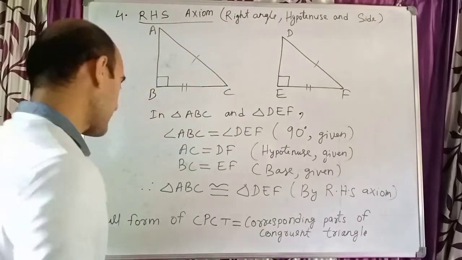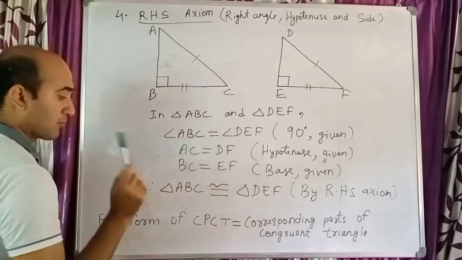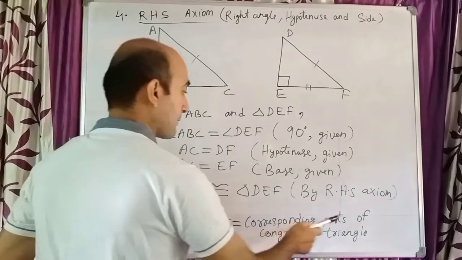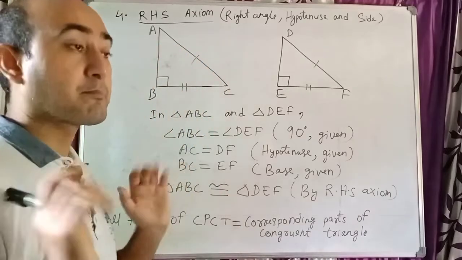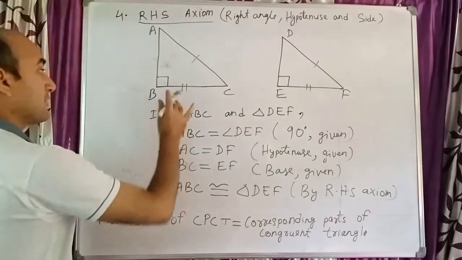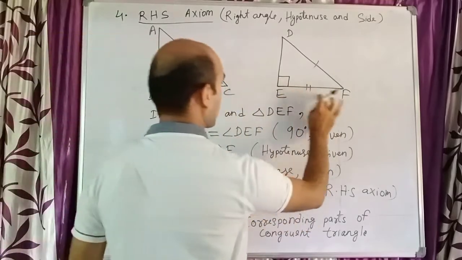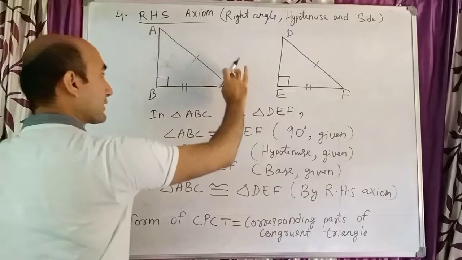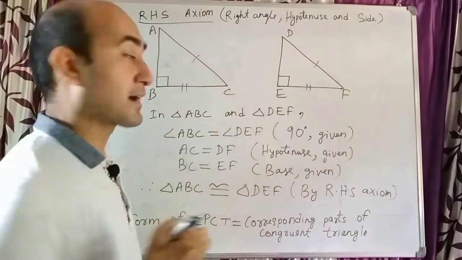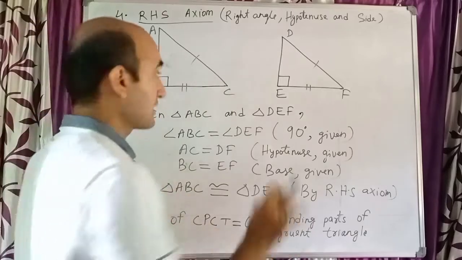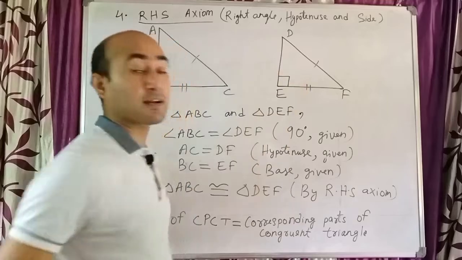Now children, you have to understand one more thing here. The full form of CPCT is corresponding parts of congruent triangles. Now what is the meaning of corresponding parts? If I take the base from here and here also you find the base, they are called corresponding parts. Here I take the hypotenuse, here also hypotenuse, both are equal. This is again corresponding parts, that is corresponding sides. This angle and this angle are also corresponding angles.